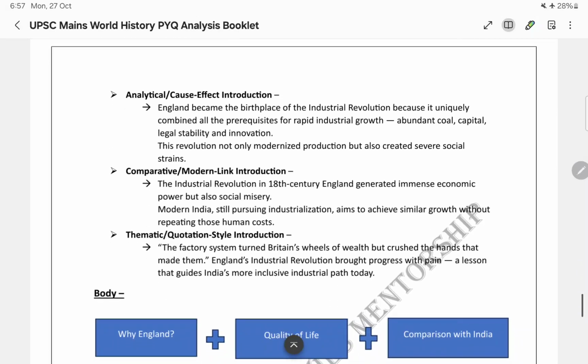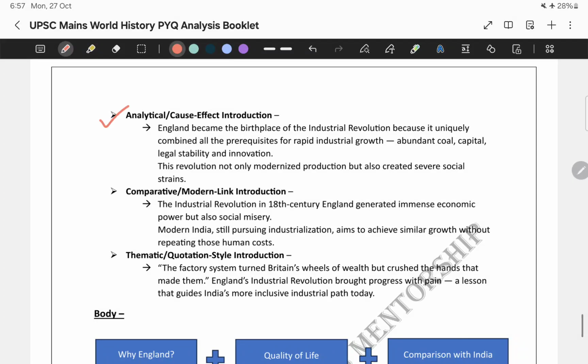Now, the third way is analytical, like cause and effect. How can you introduce it?